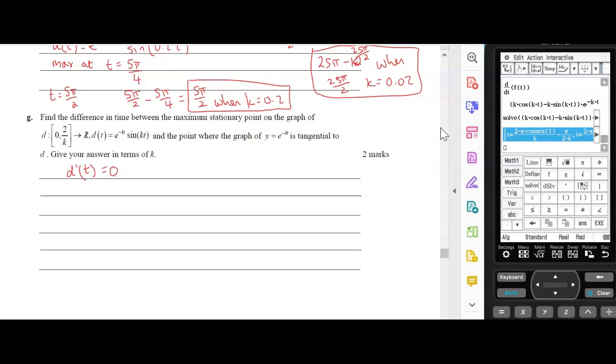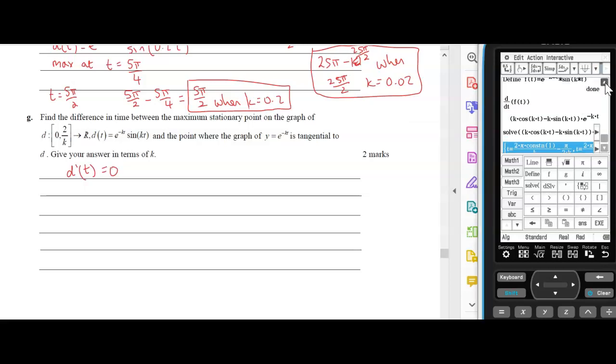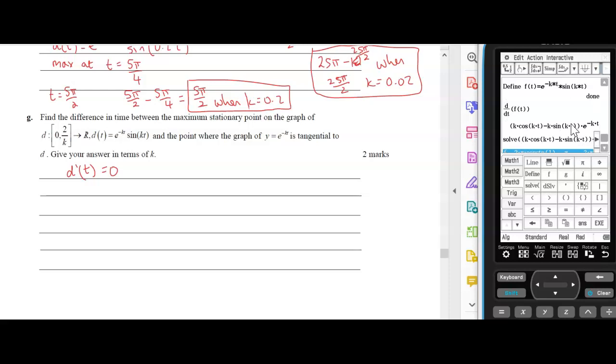So I've done that on the calculator. What I did, I might just go back, I defined the function. I didn't use D, I used F, just because it was on the keyboard, but you can use D. So I defined the function, and then I found the derivative of the function, and then I let the derivative equal 0 and solved.